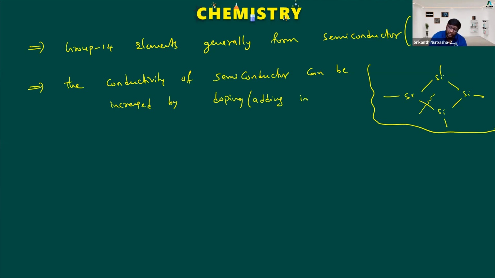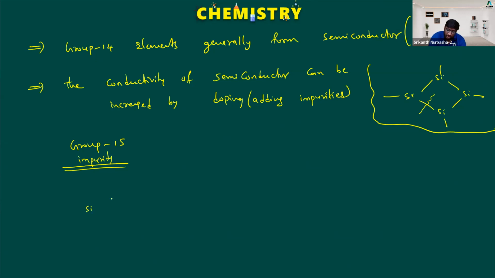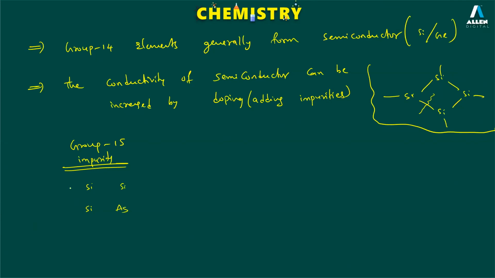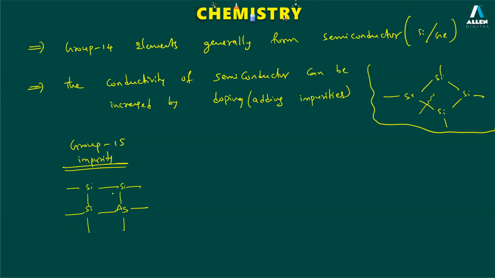What type of impurities can you add? You can add group 15 impurities as well as group 13. Group 15 impurity we will add first. You have silicon here, silicon here, and any group 15 element, say nitrogen, phosphorus, arsenic. In group 15, how many valence electrons are there? 5 valence electrons, but group 14 has only 4 valence electrons. So one extra electron is there, right? Whenever I add a group 15 impurity, because of the presence of the extra electron, what is going to happen?